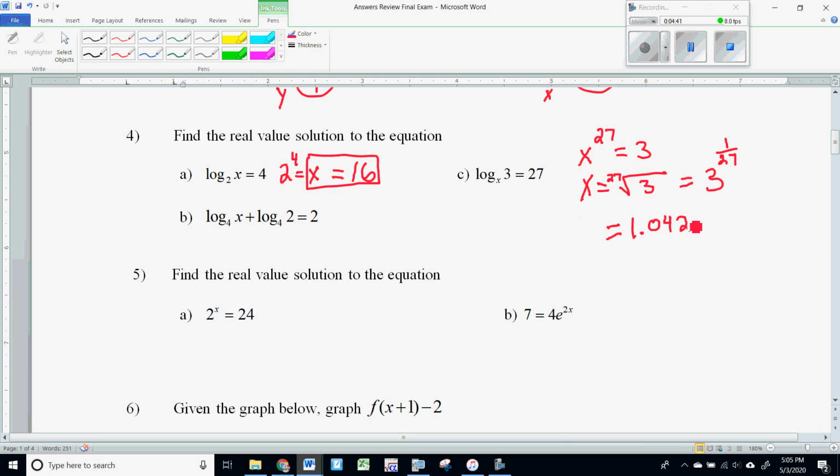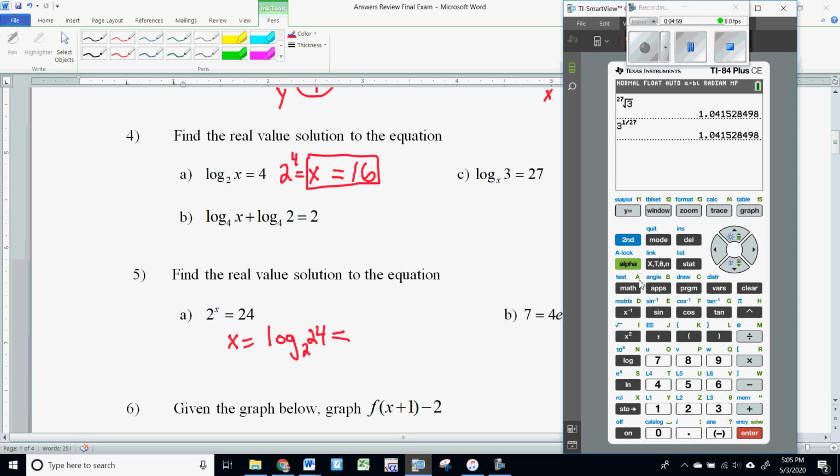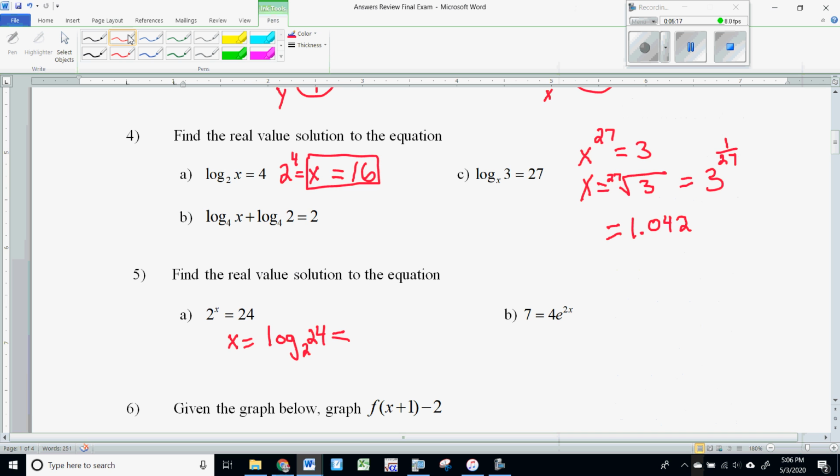If we have an exponential equation, we're going to write it in logarithmic form. So 2 to the x is 24 would be log base 2 of 24. And if you remember how we can do that in our calculator, we can go to our math, we can go down to our log base, and we put 2, 24, enter, and we get 4.585.